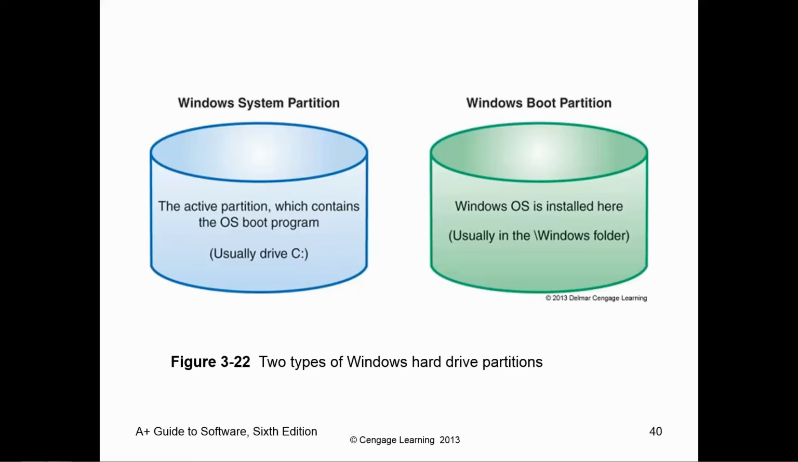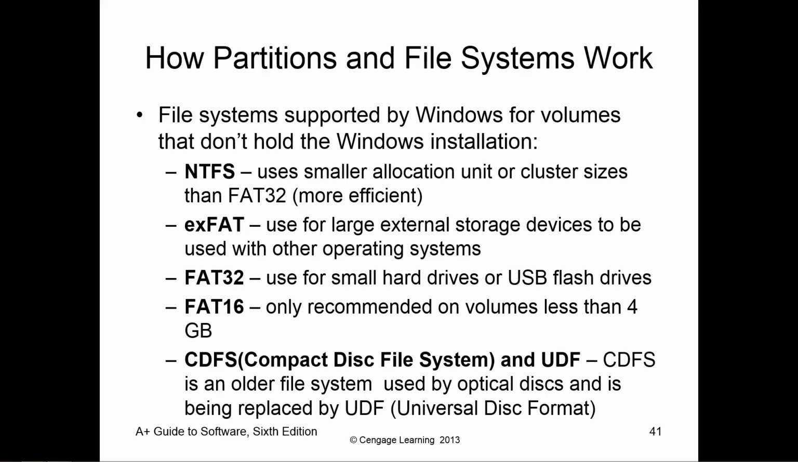Here's a graphical representation of that. Okay, now let's talk about the file systems. NTFS uses smaller allocation units. Basically, it means the chunks of a hard drive can get smaller and smaller, so it's more efficient than other versions. exFAT is normally used for external devices like USB jump drives or USB hard drives. NTFS is common to Windows. exFAT is more universal, so you can take that to a Linux or Mac or Apple computer, and it can read it. An NTFS device, a Mac or Linux has issues with.